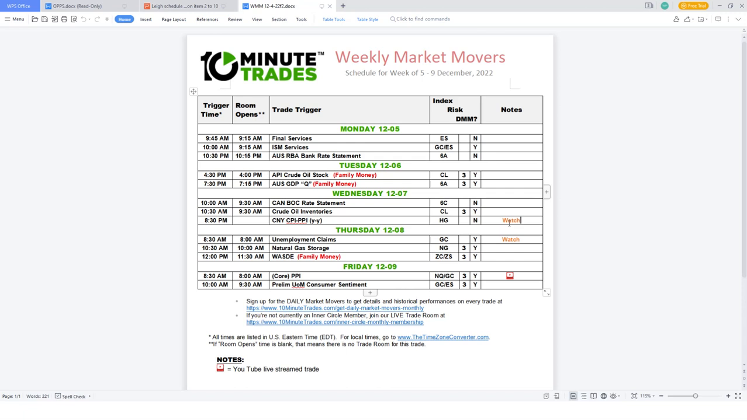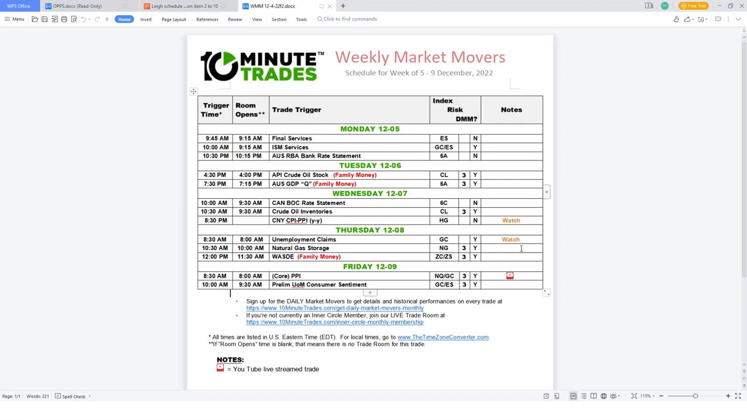And usually there will not be a trade room opening time for that. Sometimes there will be a watch and there will be a trade room for that event. In this particular case, unemployment claims is something we've been trading off and on for years, and it sometimes is very inconsistent. So I may trade it, but be aware it can be tricky. And we may trade it with smaller risk. But that's important to understand what the watch means.